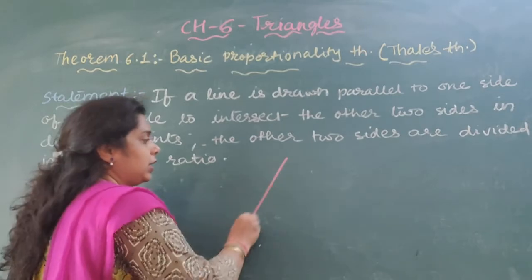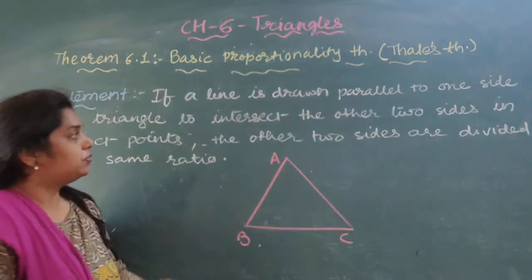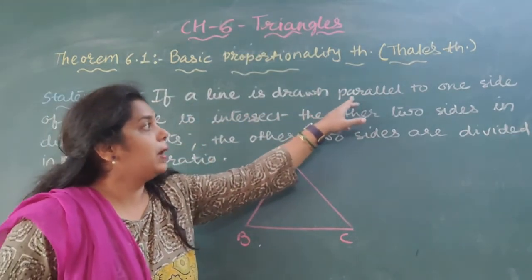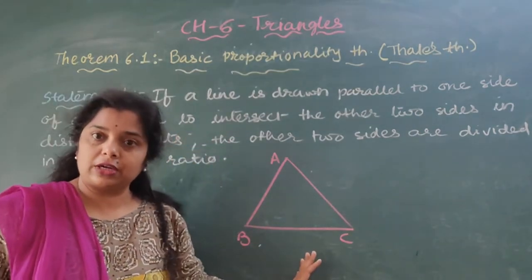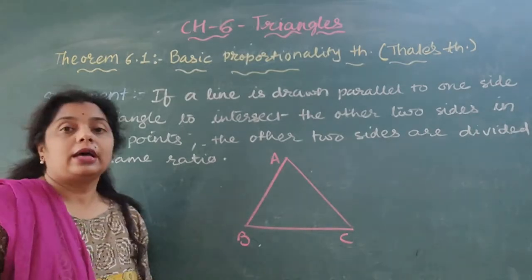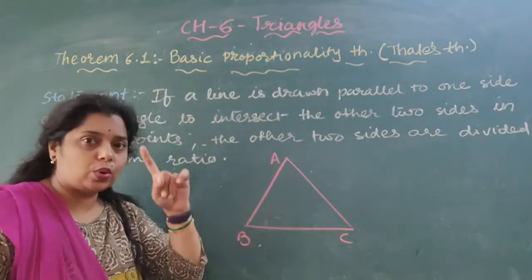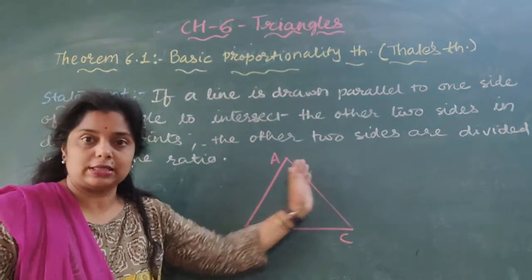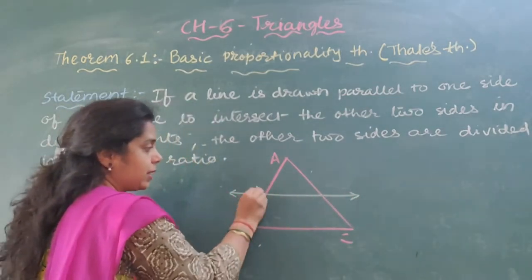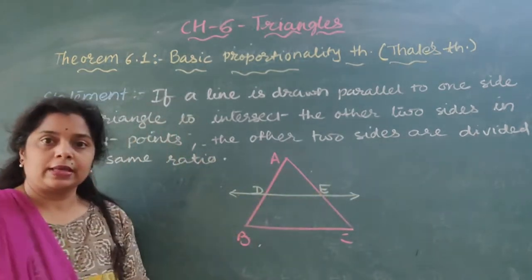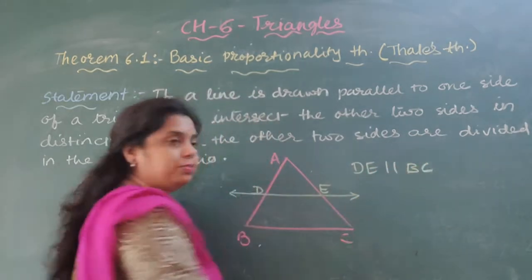If we draw a triangle, let's take a triangle ABC. The first line says, if a line is drawn parallel to one side of a triangle. So first of all we have to draw the triangle, and next I am going to draw a parallel line to any one side, either AB, BC or AC. I am going to draw a line which is parallel to BC, and I am giving it the name DE. So I draw here DE parallel to BC.